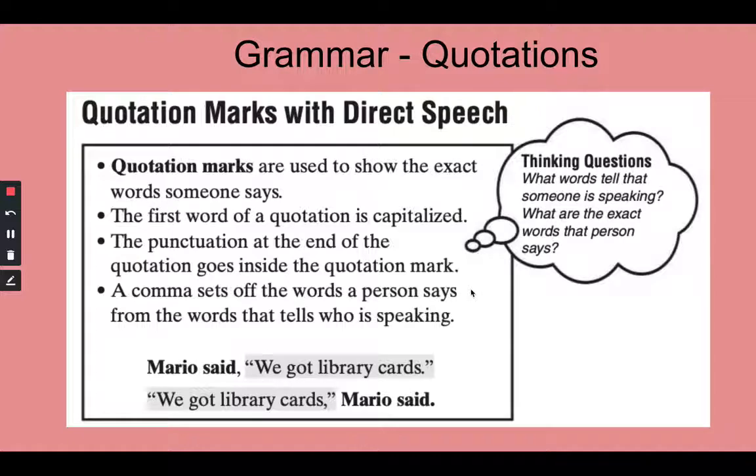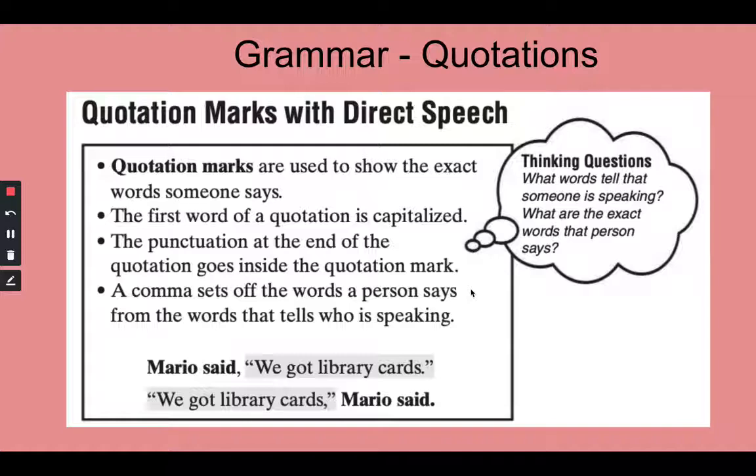For our reading lesson. Today we are going to start by learning about quotations. Quotation marks are used to show the exact words a person says. Just like the first letter of any sentence, the first letter of a quotation is always capitalized. There will always be a punctuation mark at the end of the quotation, and it goes inside of the quotation mark. We use commas to separate the words a person is saying, or the quote, from the words that tell who is speaking. We can learn a lot about what is happening in a story, how the characters are feeling, and so much more just from the dialogue and quotations.